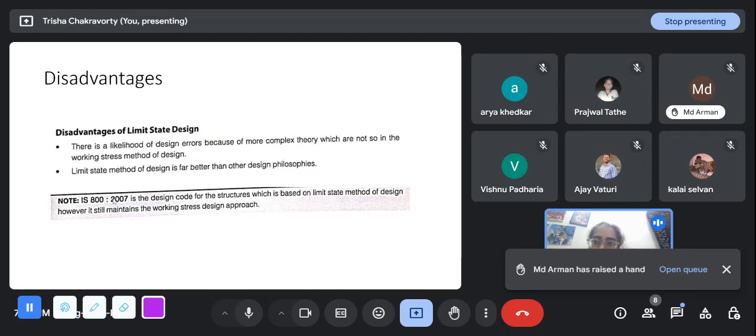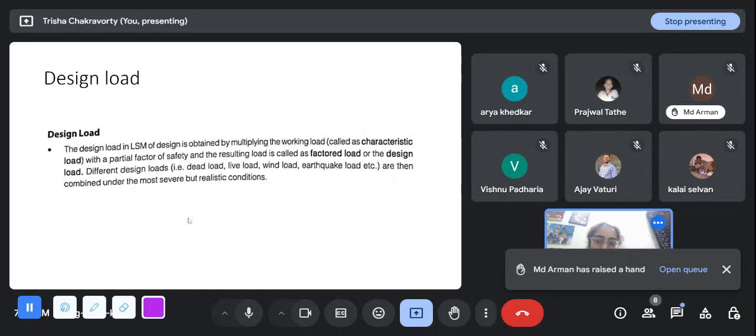That code was majorly based entirely on the working stress method approach. But then it was revised in 2007, and now it mostly incorporates the limit state method. You will see some section, some appendix, that maintains the working stress design approach. Both exist, and you can't say this is right, this is wrong. It just depends on what you want to do, and both are supposed to give you safe enough results.